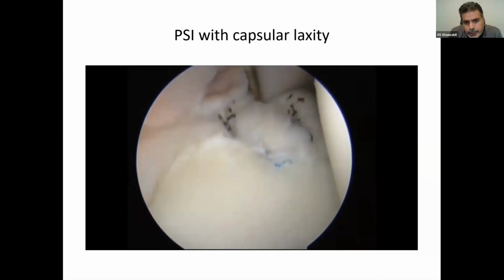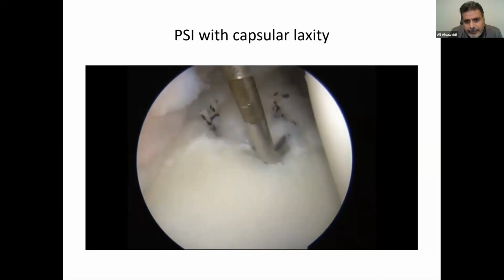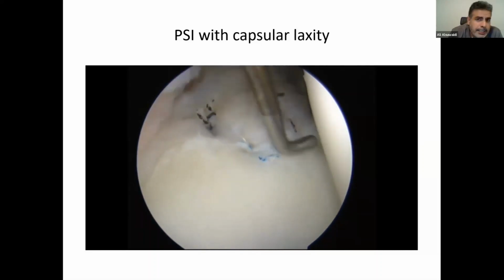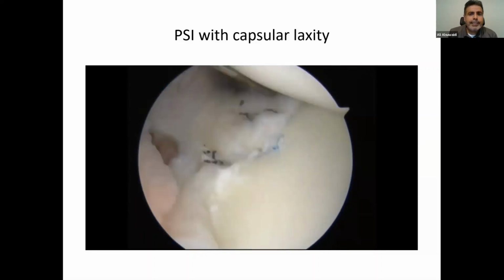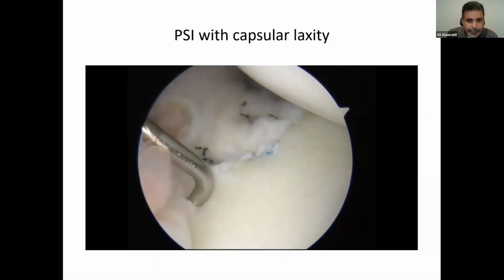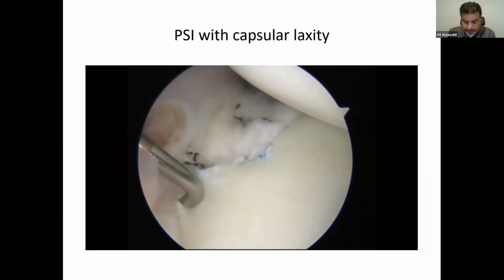And the reason why I'm showing this, 8 months after this repair, the patient had recurrent symptoms. So it's something for me to think about and wonder about on what went wrong. Maybe something that I missed.